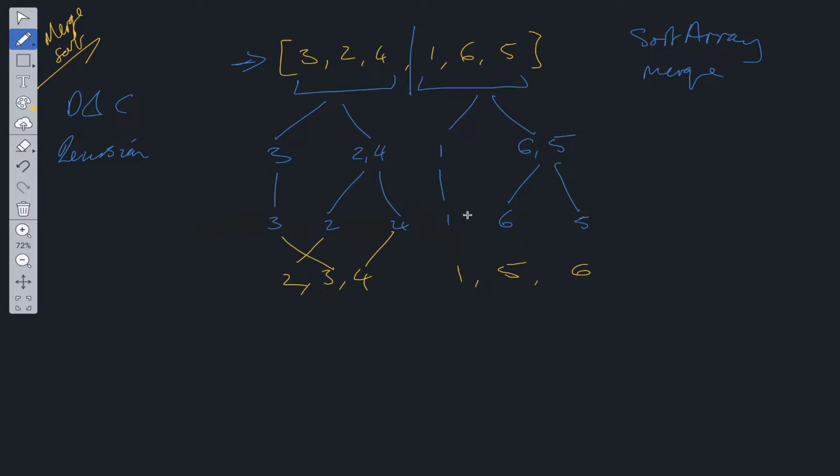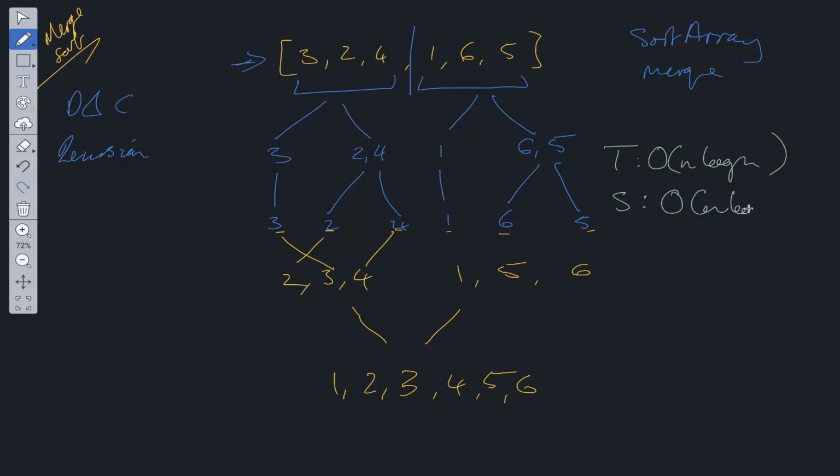So we have divided into the individual components, and we have sorted either side. So we've got 2, 3, 4, 1, 5, 6. Now we need to bring these two together, and we need to merge those. So in yellow here, this section is going to be the conquering. Blue is divide, yellow is conquering. So it's going to end up with a sorted array. The time complexity of this is going to be O(n log n), and space is also going to be O(n log n).